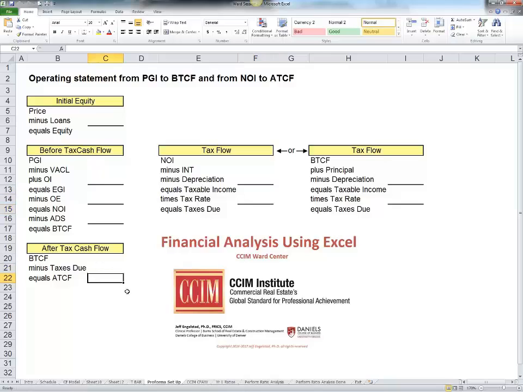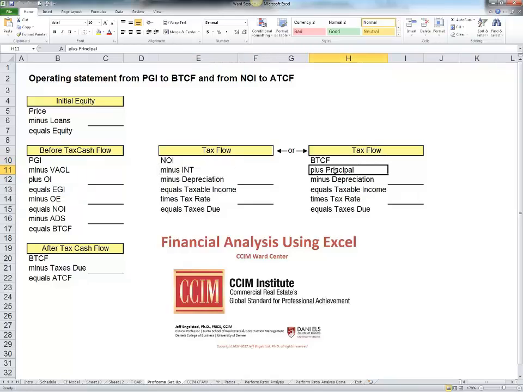Now, certainly you could start with before tax cash flow. Add back principal and then deduct depreciation, and you would get down to taxable income. That taxable income would be exactly the same. Now, think about it this way. This is like a Mensa quiz using the before tax cash flow statement here. NOI minus interest is exactly the same as before tax cash flow plus principal.